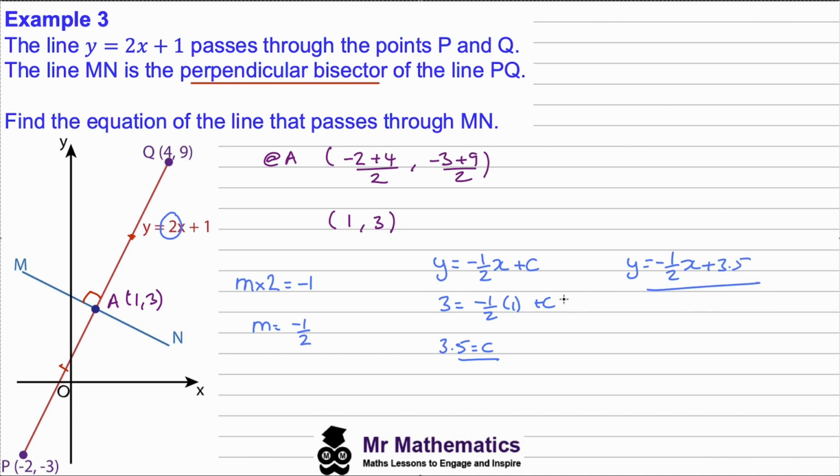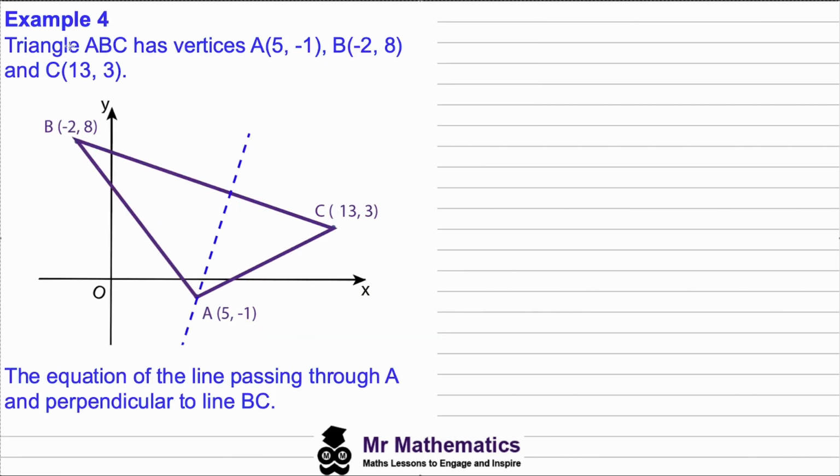Okay? How did you get on with that? Let's try one more question. Okay, so for example 4, we've got the triangle ABC with vertices given. We've been asked to find the equation of a line passing through A and perpendicular to the line BC, which is this dashed blue line here. Do you want to try this question yourself?